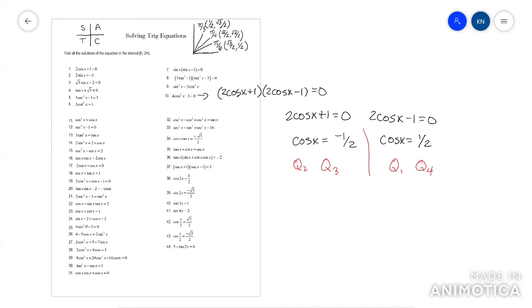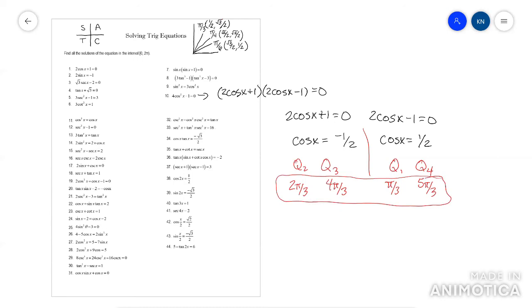All right, and where the reference angle, where I have a cosine of 1/2, that's pi over 3. So my answers here would be in quadrant 2, that's 2 pi over 3. Quadrant 3, that's 4 pi over 3. Quadrant 1, that's just pi over 3. And quadrant 4, that's 5 pi over 3. All 4 of these would be my answer, and I would be done.